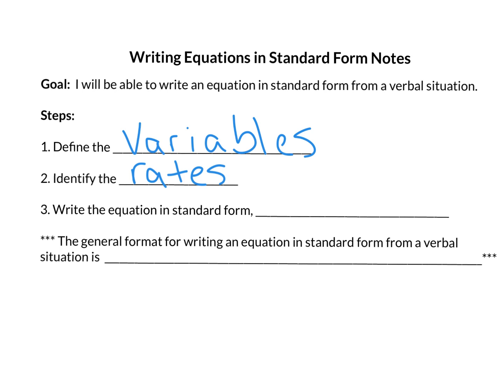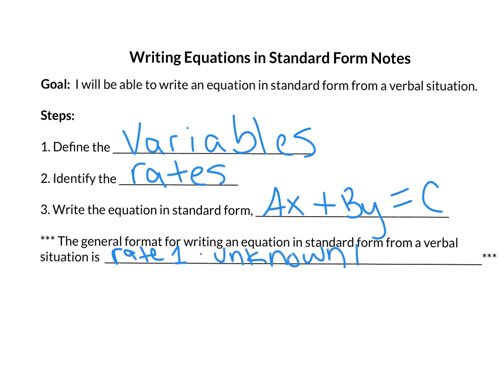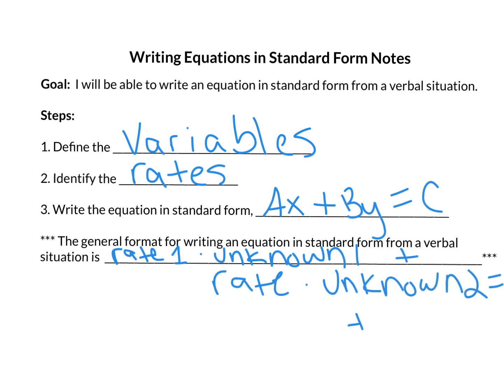Once I've defined my rates, I'm going to write the equation in standard form, which again is AX plus BY equals C. The general format for writing an equation in standard form from verbal situations is rate 1 times unknown 1 plus rate 2 times unknown 2 equals the total.